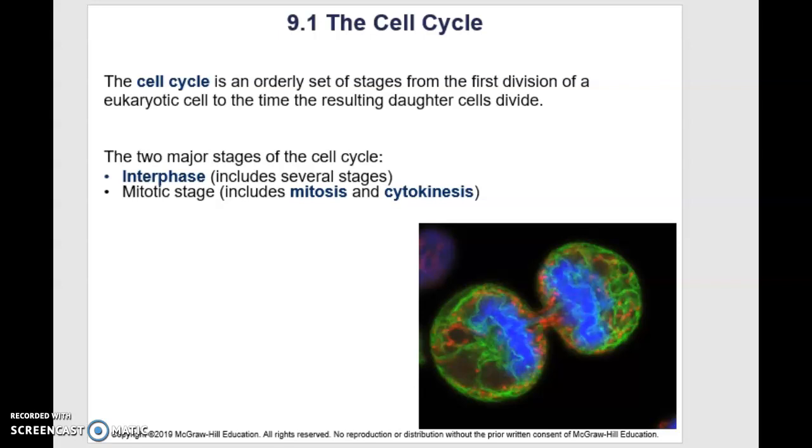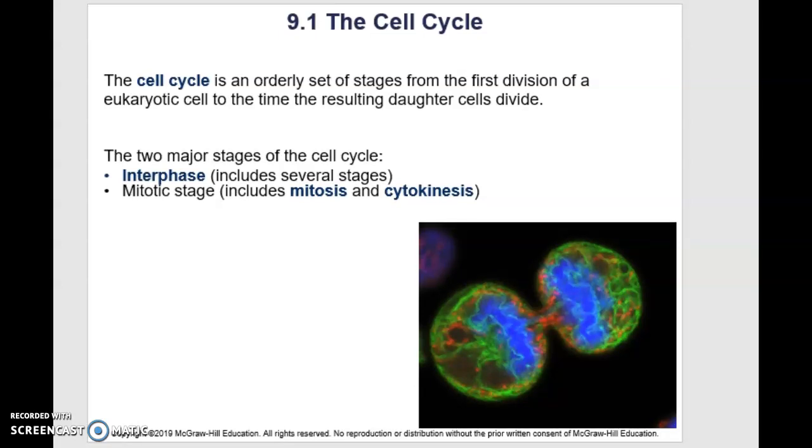Okay, so the cell cycle. The cell cycle is going to talk about the orderly set of stages from division of a eukaryotic cell to the time resulting in two daughter cells. Now, what does a cell do during its life? What is the cell cycle? Well, there's two major stages of the cell cycle. The first one is interphase, and it's going to include several different stages that we're going to talk about. And then there's the mitotic stage, which is going to include mitosis and cytokinesis, and we'll talk about both of those as well.